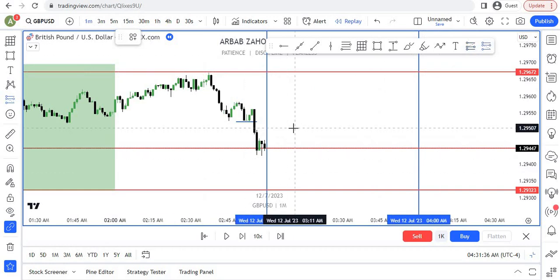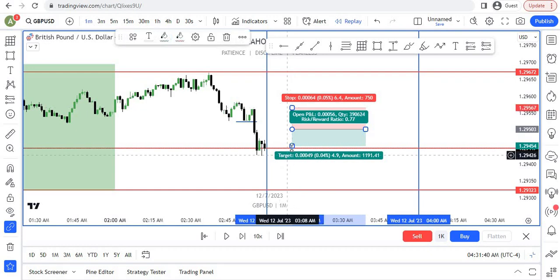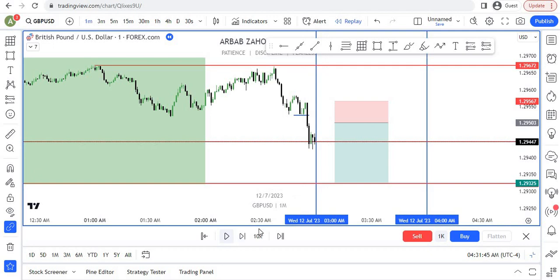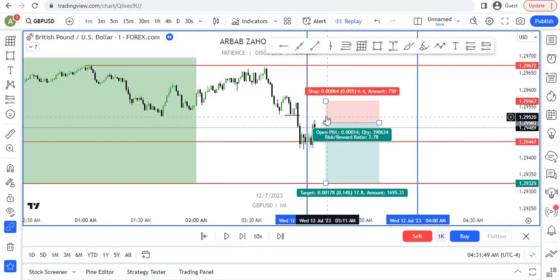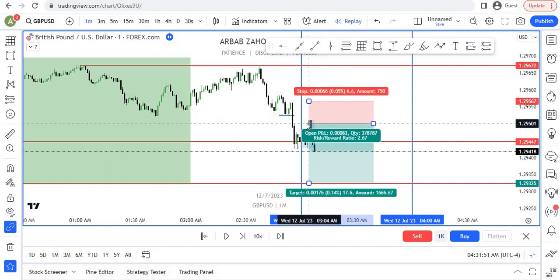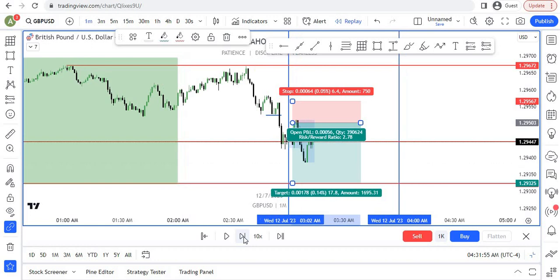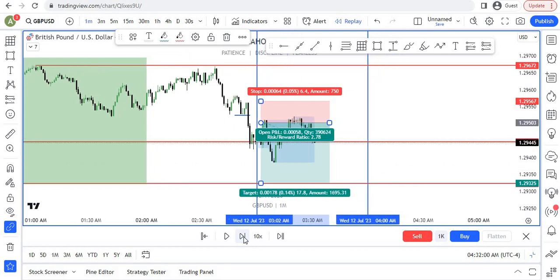Before 3 a.m., then I put here a sell limit. I put the stop loss above this third candle, plus the liquidity, 15 pips, like this. Okay, so we are in the trade. Yeah, we are in the trade, and we got a backtest again.